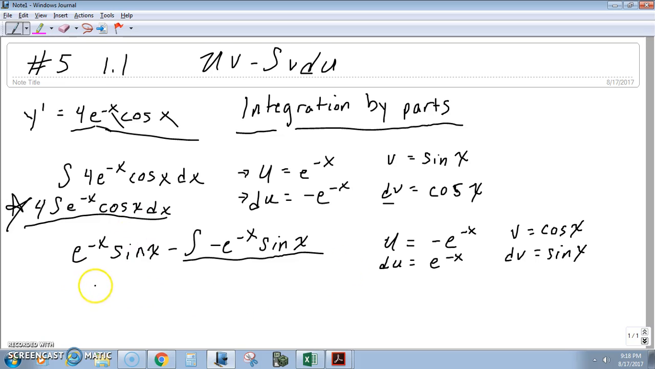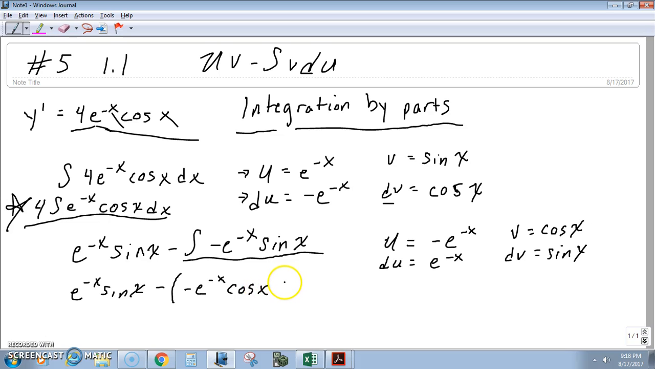So this time I'm going to have, I'll rewrite the first part, e to the negative x sine x, right? And then minus, and then again my uv, but my new uv, so it's going to be negative e to the negative x, and my v this time is going to be cosine x.